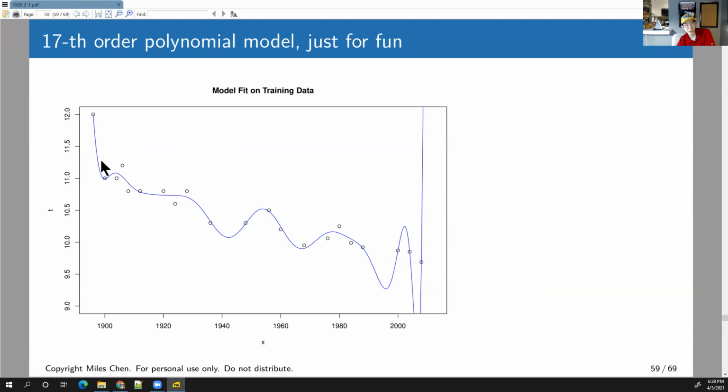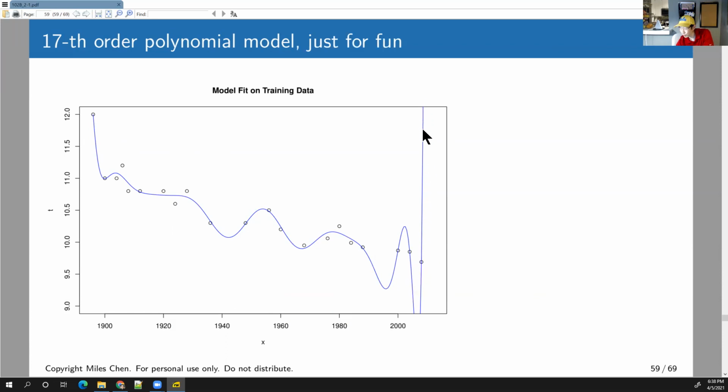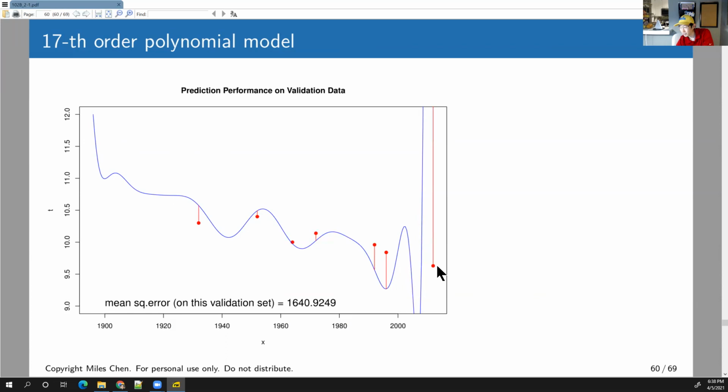And it fits this one quite well. So as far as how much error there is in the training data, there's very little training error, okay? But when you put in the original validation set, we get this ridiculously huge mean squared error, because when you look at the fitted line here, it does an absolutely terrible job on this point. It seems like there's a huge value here.